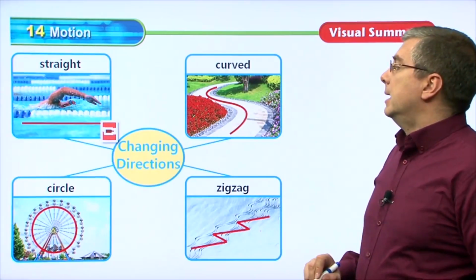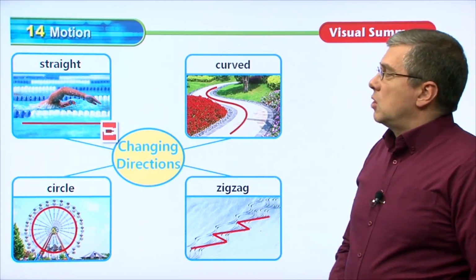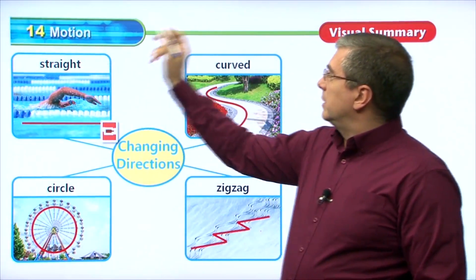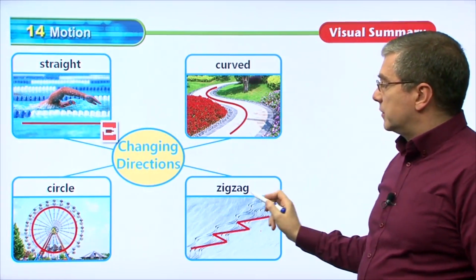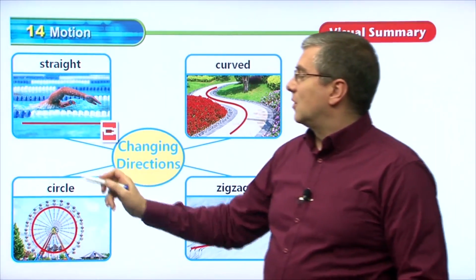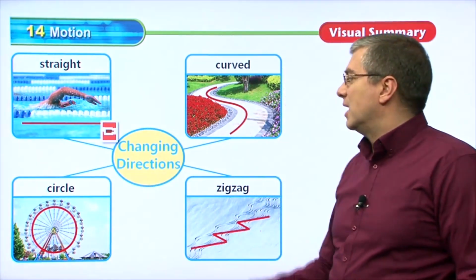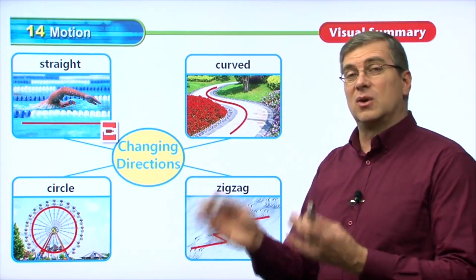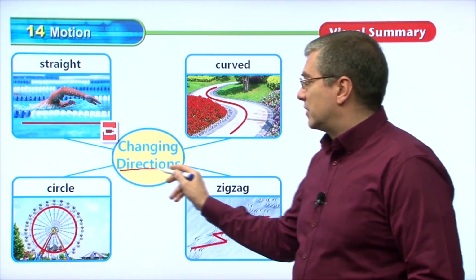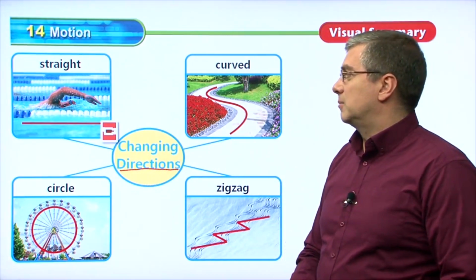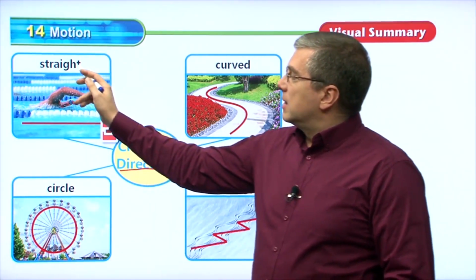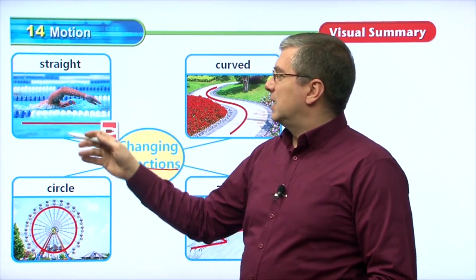Okay. Now, there are many different types of motions. We talked about straight, we talked about curved, but there's also zigzag, and there's circle. Let's take a look at each one in turn. These are all changing directions or talking about directions like I talked to you guys just before. Here we have the idea straight. We talked about straight. Let's see another example.